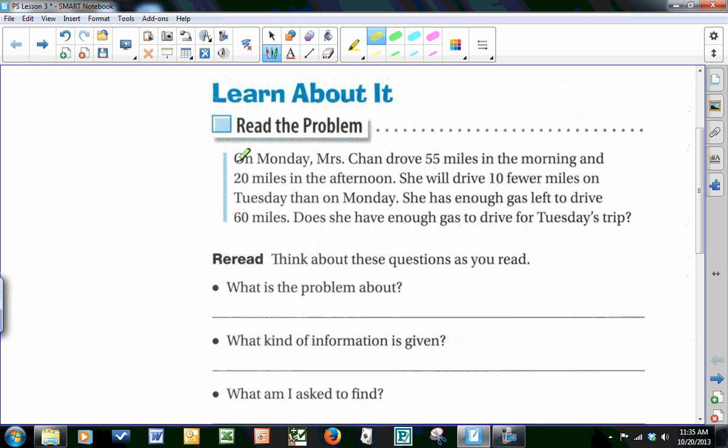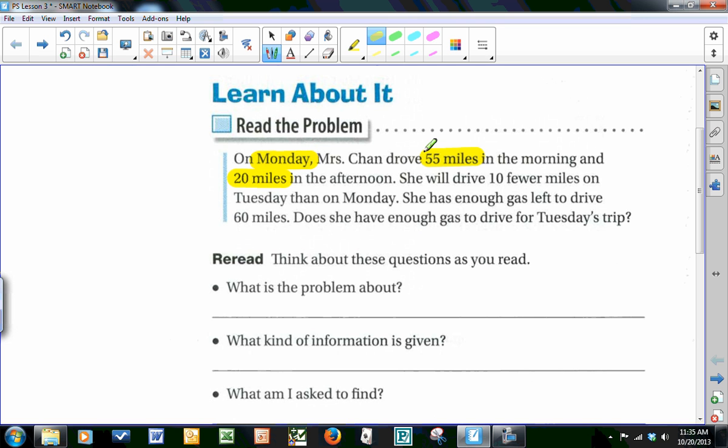On Monday, Mrs. Chan drove 55 miles in the morning and 20 miles in the afternoon. Okay, there's a period, so stop and think. What information did that sentence just give me? Well, Monday, that's important information. It tells me when it happened. And 55 miles, she drove 55 miles in the morning. That's a very important prepositional phrase because that's in the morning. And 20 miles in the afternoon.